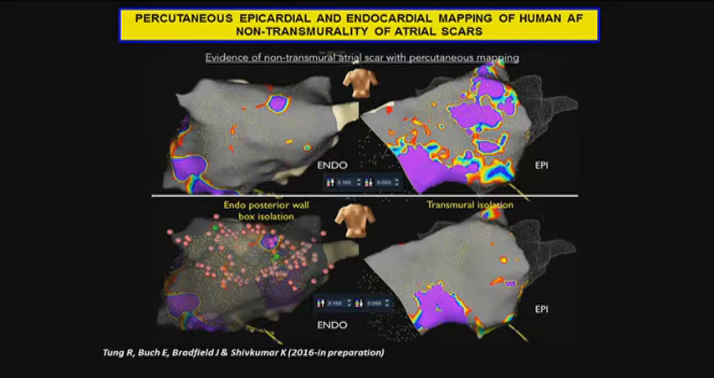And if you look at this case, you can see that the endocardium is completely scarred, whereas epicardial mapping in the same case actually shows that you have a lot of viable myocardium. And this is, of course, epi mapping post creating a box lesion endocardially. You can see that the epicardium is now no longer activated. So this is a very specialized kind of procedure.